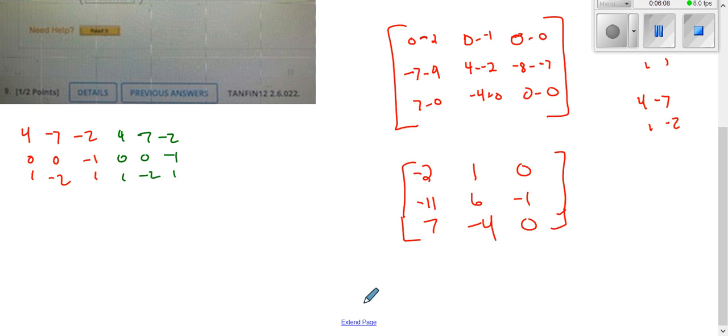And now I'm going to do some multiplying. 4 times 0 times 1 is 0. Negative 7 times negative 1 times 1 is a positive 7. Okay, add these up. Negative 2 times 0 times negative 2 is 0. I need to double check. Yeah, I'm adding.